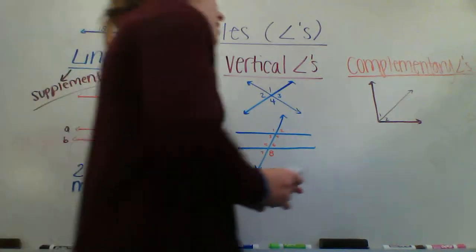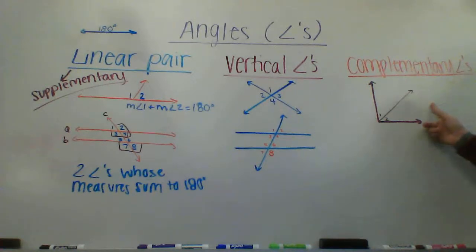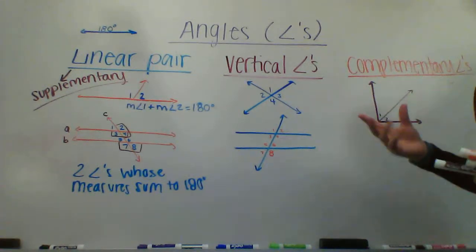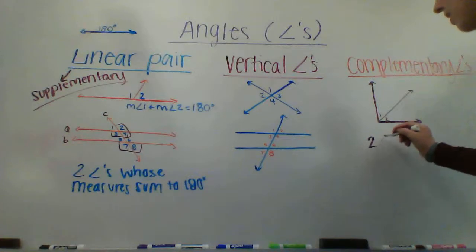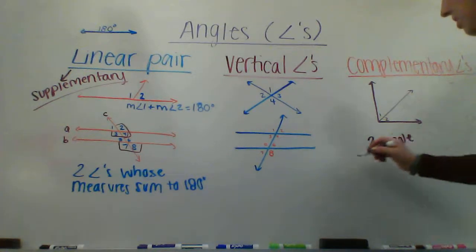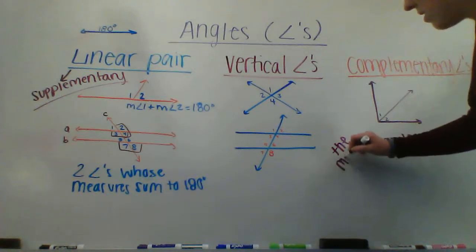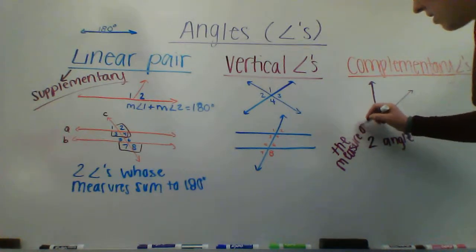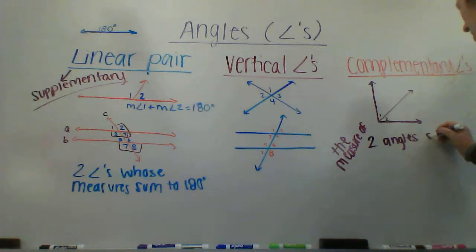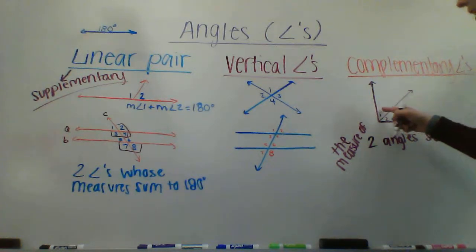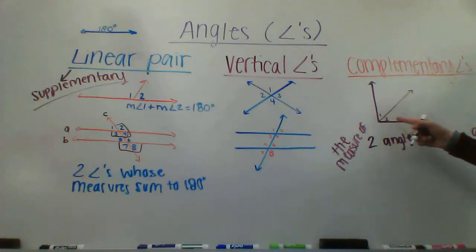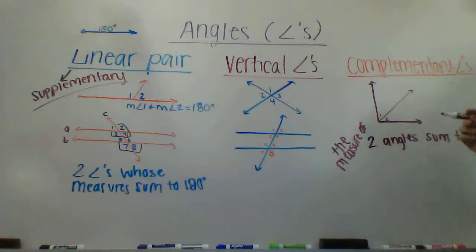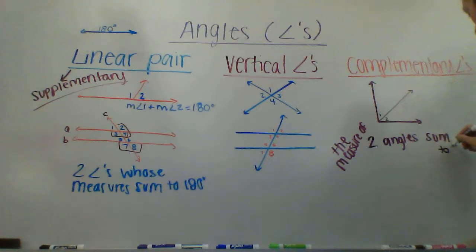So moving on from that, we'll come over here to complementary, because that's the one that most people mix up with supplementary. Complementary is when the measure of two angles sum to 90 degrees. So angle 1 right here and angle 2 here are complementary because they add to 90 degrees. Oh, you guys can't see that. It says sum to 90 degrees.